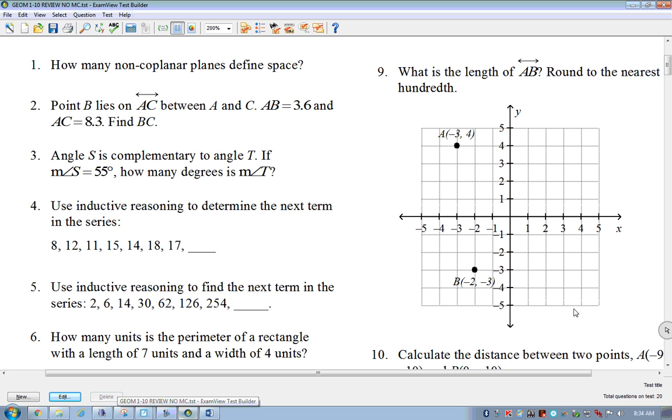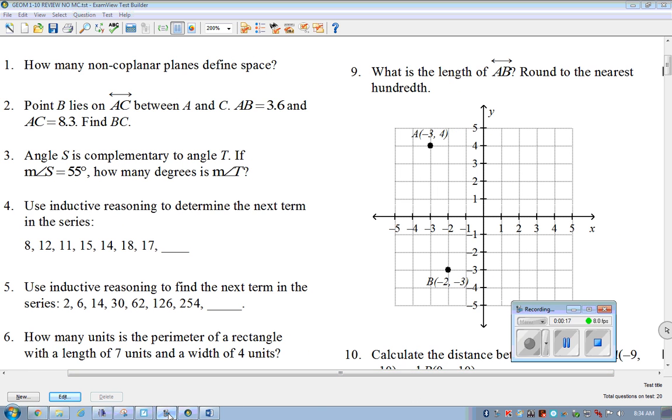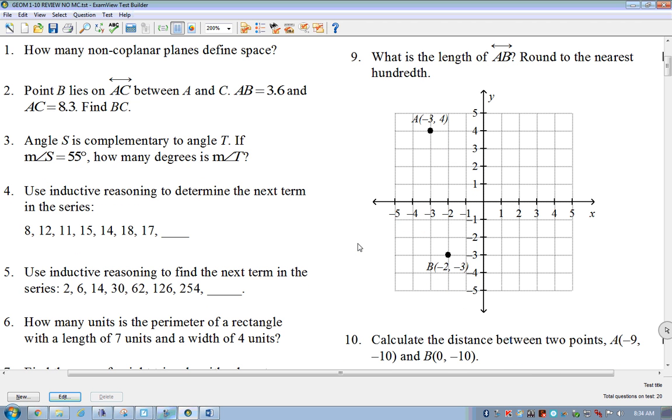All right, we're going to answer as many questions as we can. Let's see, I'm looking at your grade log. Looks like question number 9 is the first one that we want to address. Make sure that we're recording everything as we go. Question number 9 says, what is the length of AB? Round your answer to the nearest hundredth.